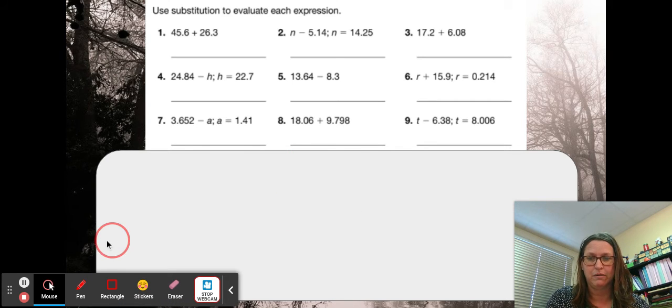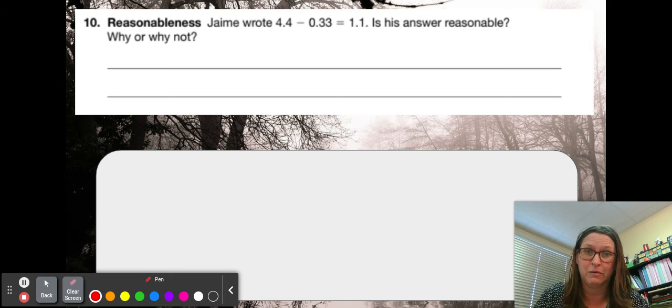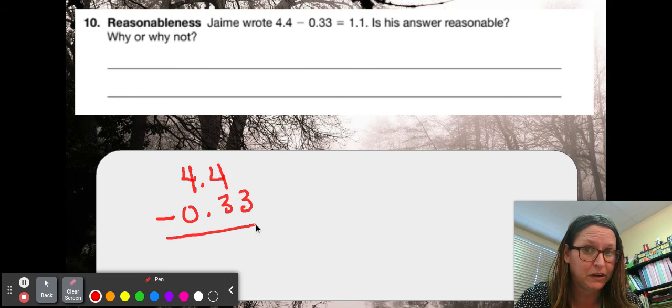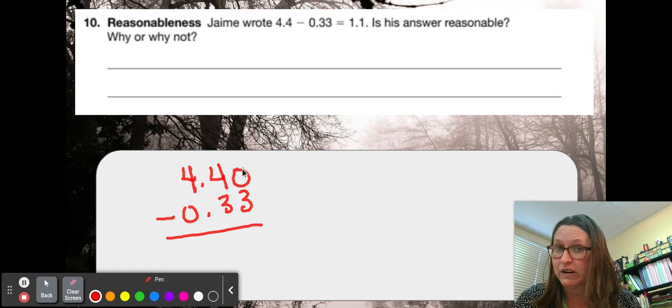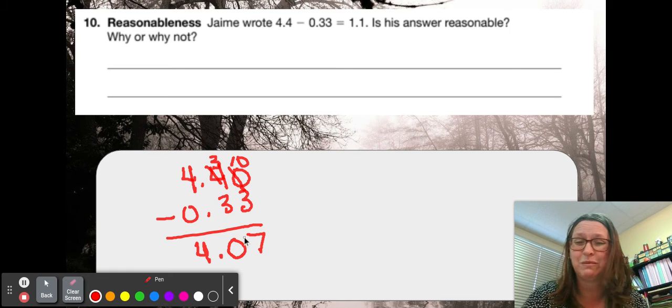Now let's go to our last problem. This one right here says, Jaime wrote 4.4 minus 0.33 equals 1.1. Is his answer reasonable? Why or why not? Well, first, it is not reasonable because if I do 4.4 minus 0.33 and I line up my decimal points, I need to put an extra 0 here and I have to borrow. So 10 and 3. 10 minus 3 is 7. 3 minus 3 is 0. 4 minus nothing is 4. And I put my decimal point. My answer is supposed to be 4.07.